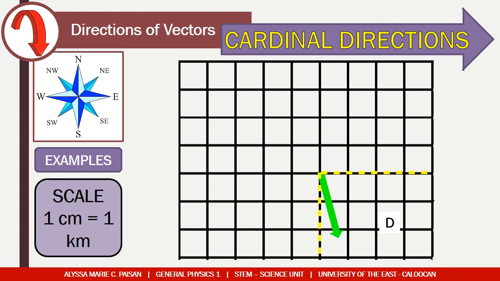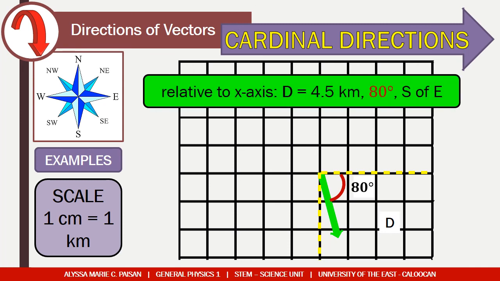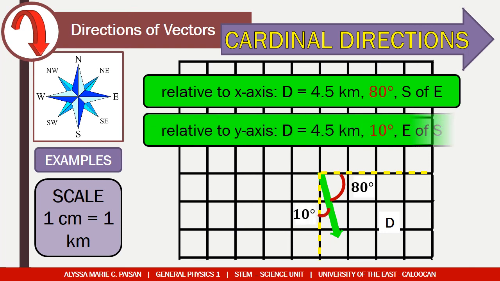And lastly, we have vector D. And then this angle, let's assume it's 80 degrees. And then the magnitude of vector D will be the one, again, coming from the secondary direction examples. We can write vector D as 4.5 kilometers, 80 degrees south of east. And in terms of the y-axis, that's 10 degrees. So we can write D is equal to 4.5 kilometers, 10 degrees east of south.